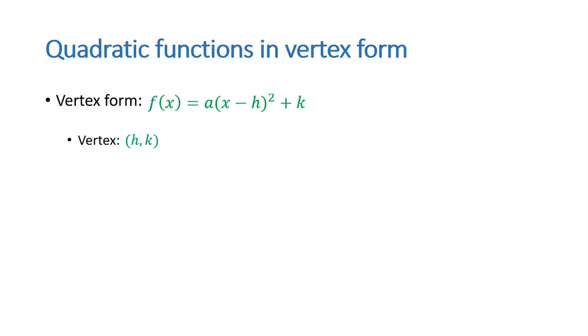Now, the opposite is true for k. Anything we do after the function, we just do what the operation tells us to do. So if we're adding k, k is considered to be positive. If we're subtracting k, k is considered to be negative.